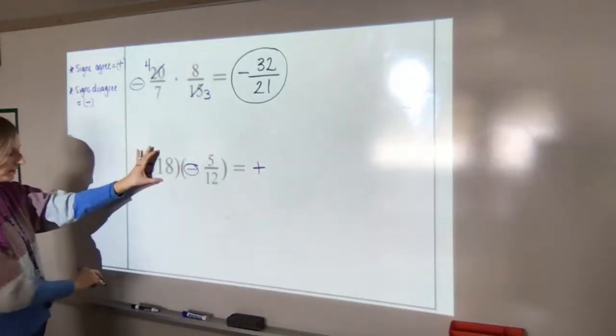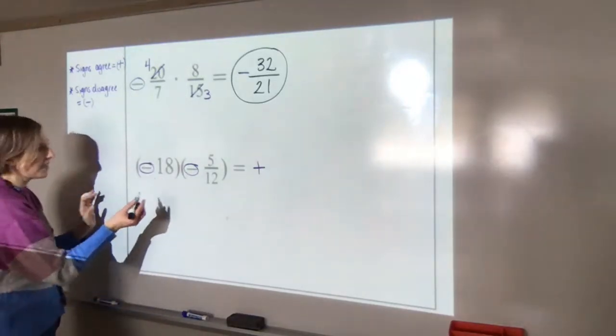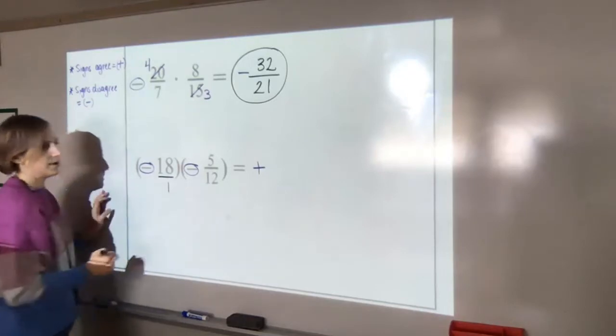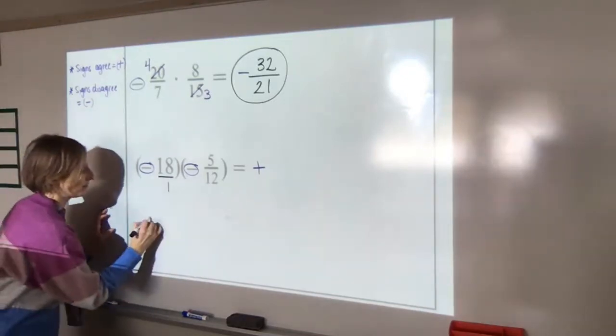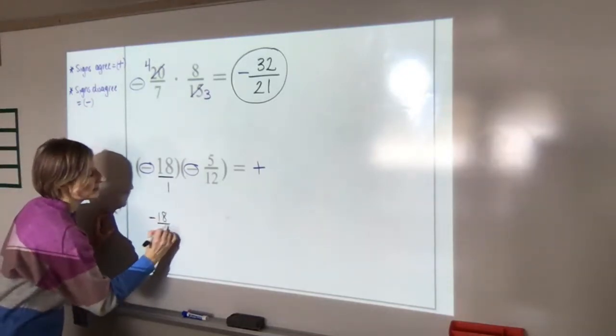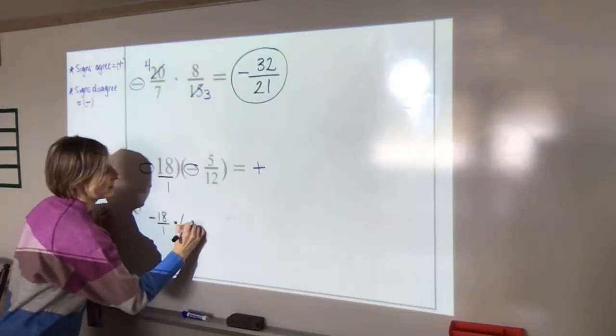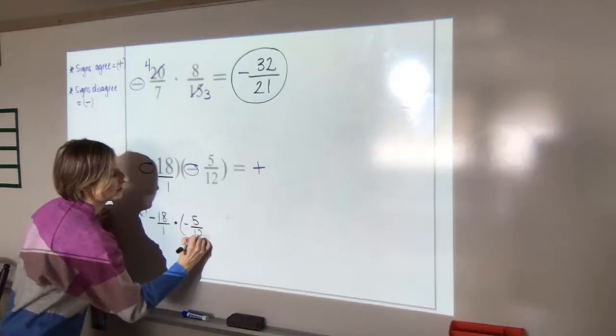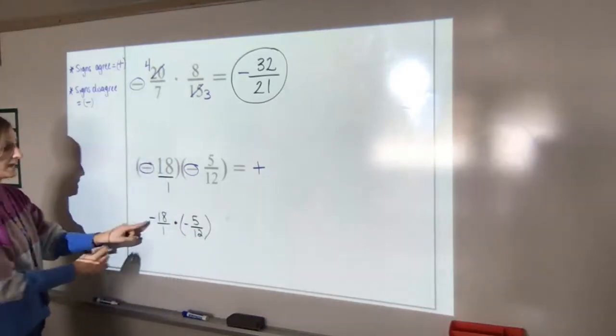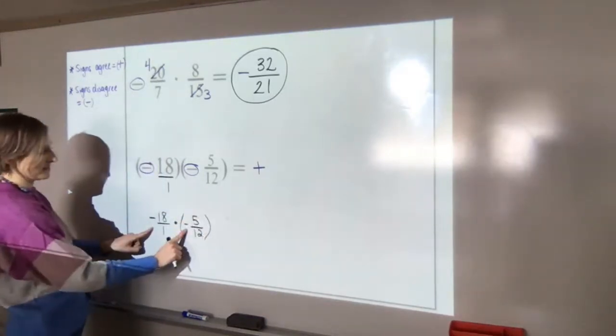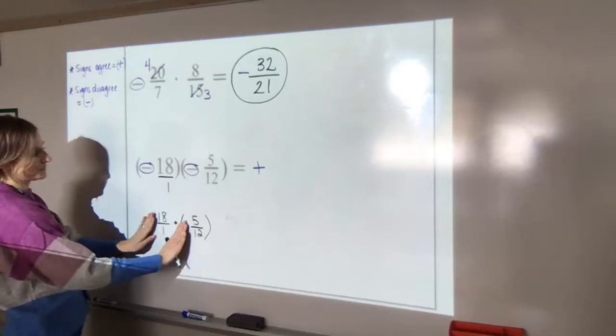How do I write a whole number as a fraction? I put it over 1. Maybe you want to rewrite this problem. So we have negative 18 over 1 times negative 5/12. I know my answer is going to be positive because my signs agree. So I'm just going to ignore those for right now.